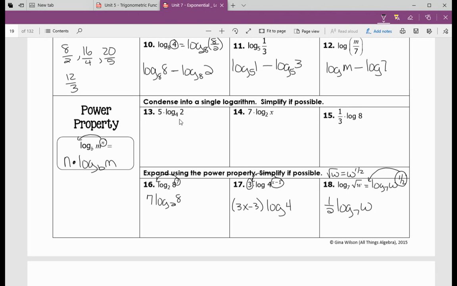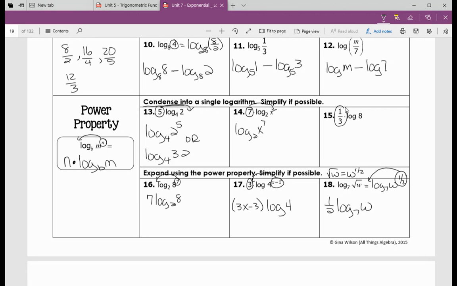So in examples 13 through 14, I know I went backwards, we're going to condense. Condensing means taking the multiplier and putting it back as an exponent. So that would be log base 4 of 2 to the 5th. You can leave it that way, or you can write it as log base 4 of 32. Two to the 5th power is 32. Here, I'm going to take my 7 and put it back as my exponent. So log base 2 of x to the 7th power.